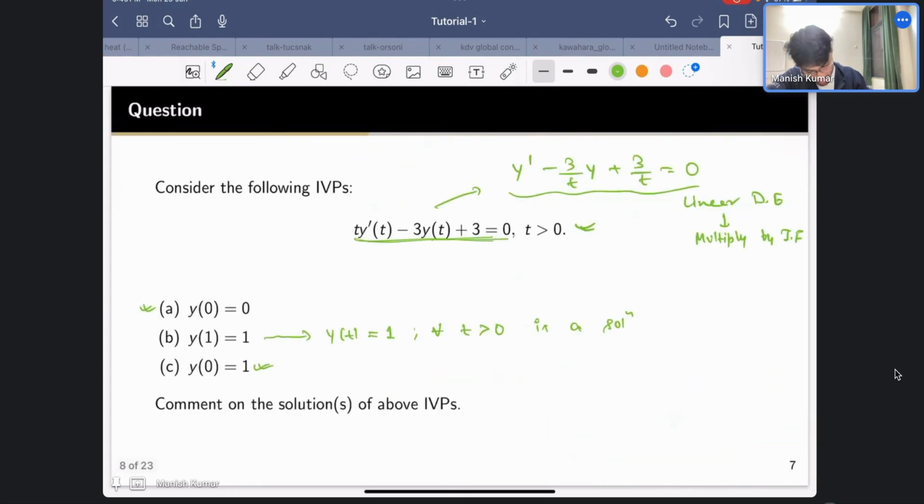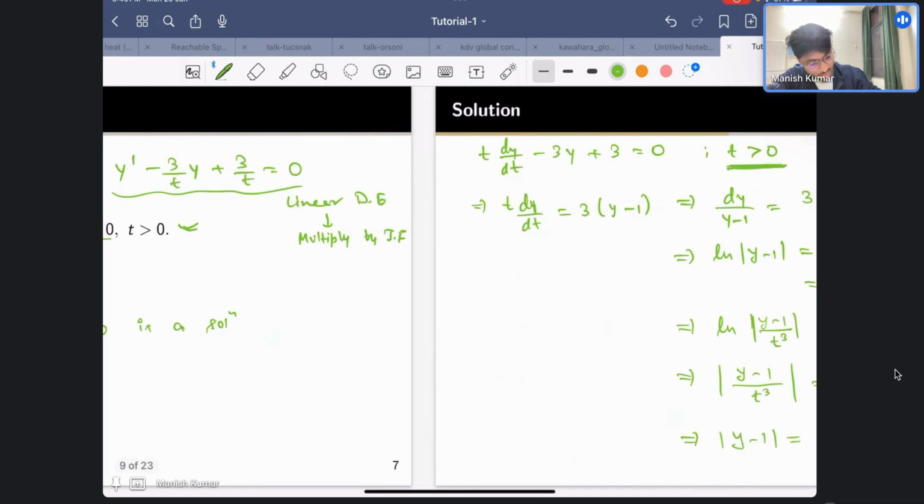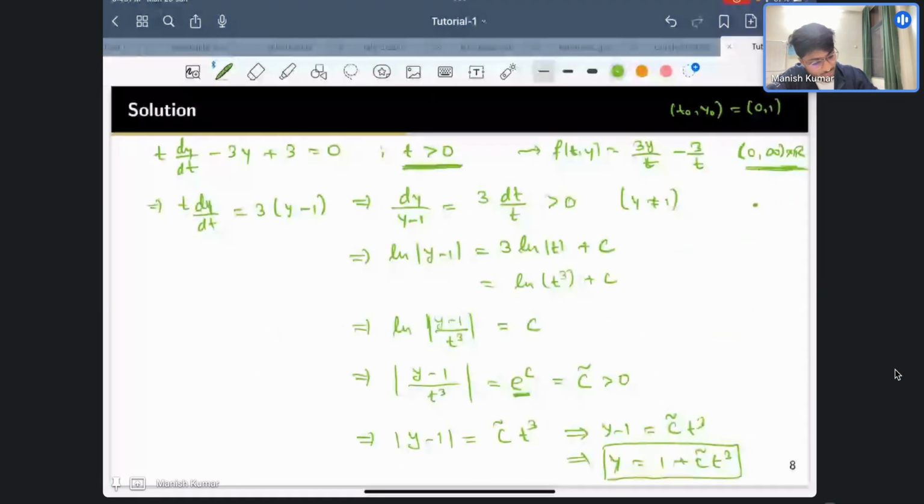For C, I am saying this one. So it is 0 comma 1. So we'll have to take some neighborhood of 0 comma 1, like this. But the function f is not continuous in this domain, when t is less than or equal to 1. So we cannot use the hypothesis of Peano's theorem to guarantee the existence of a solution.